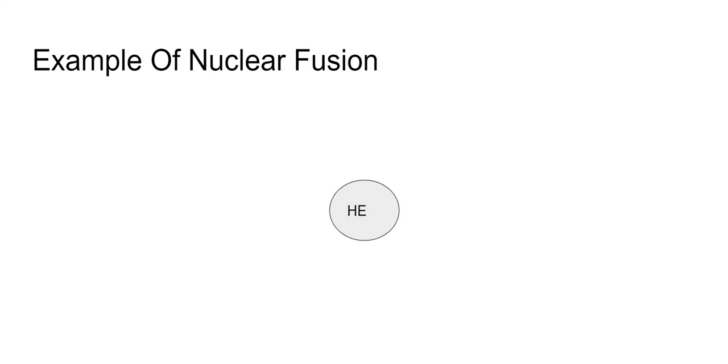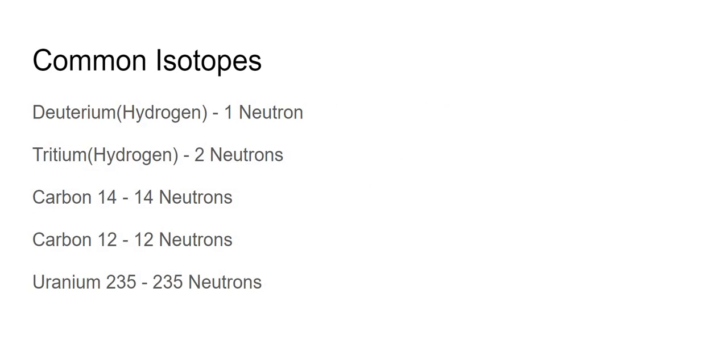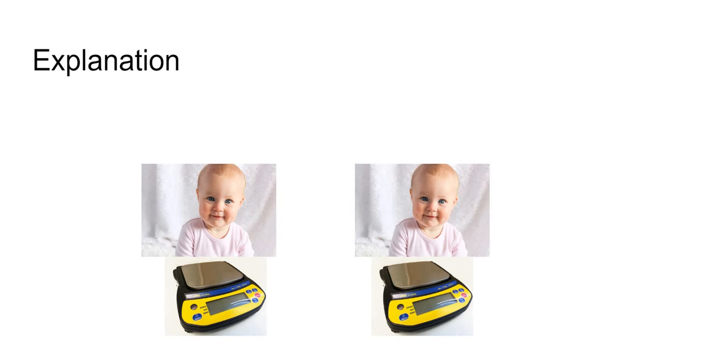Now I will give you a quick little summary about isotopes, nuclear fusion, and nuclear fission. Let's go all the way back to isotopes. The main thing you need to know is that an isotope of an element is basically the same, but it has a different amount of neutrons than its original. Here are some common names: deuterium, tritium, carbon-14, carbon-12, and uranium-235. And here's the animation again. You have twins, and then they weigh differently, which is an example of isotopes.